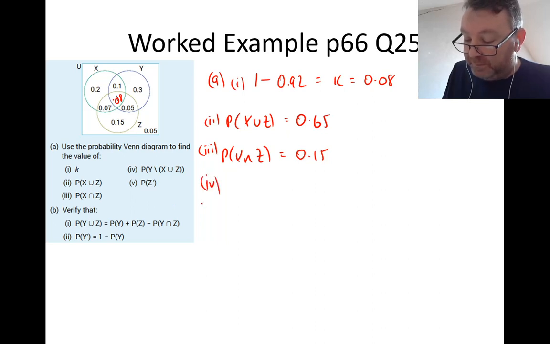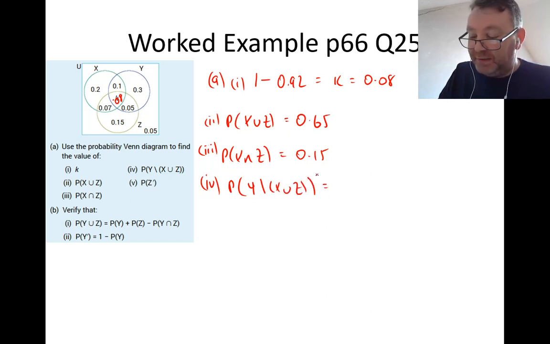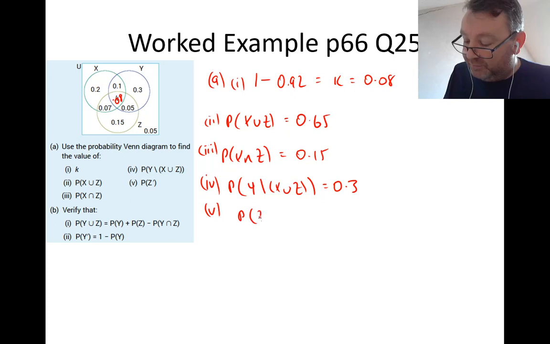Number 4, probability of y less x union z. Now we've got to try and figure out where that actual area is. Y take away x union z. So take y and take everything that's in x and z out. What does that leave you with? Just 0.3.